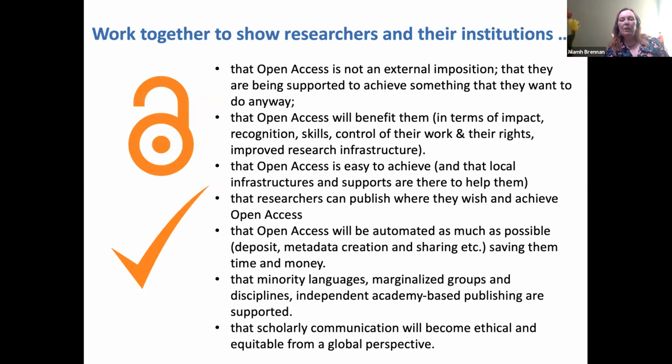In that way, we can show that open access is not an external imposition, that researchers are supported to achieve something that they want to do anyway, and that open access will benefit them in terms of impact recognition, skills, control of their work and their rights, and improved research infrastructure. That open access is easy to achieve, and that local infrastructures and supports are there to help them. That researchers can publish where they wish and achieve open access. That open access will be automated as much as possible.